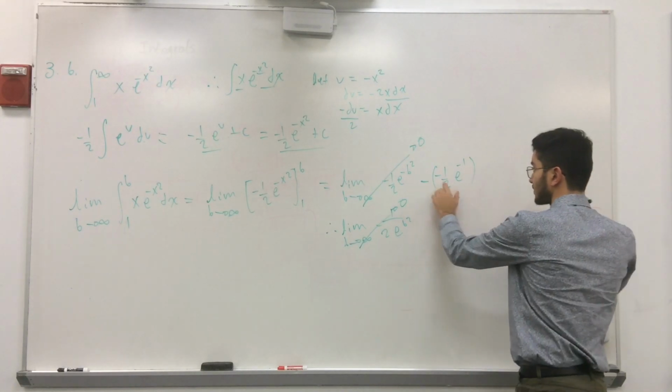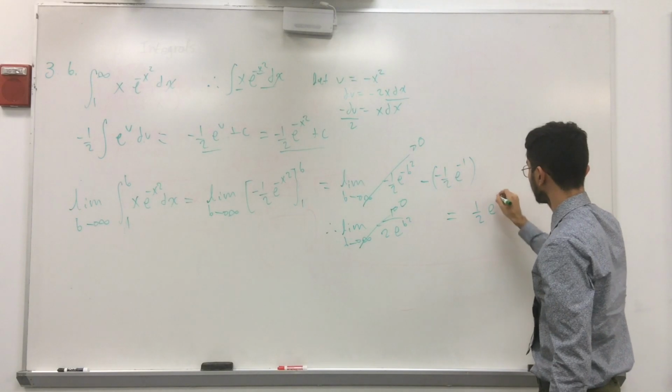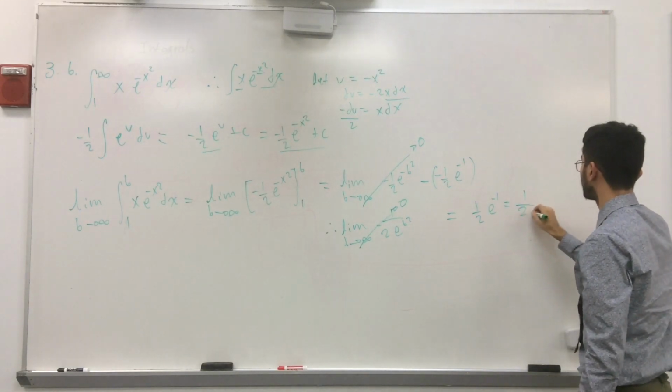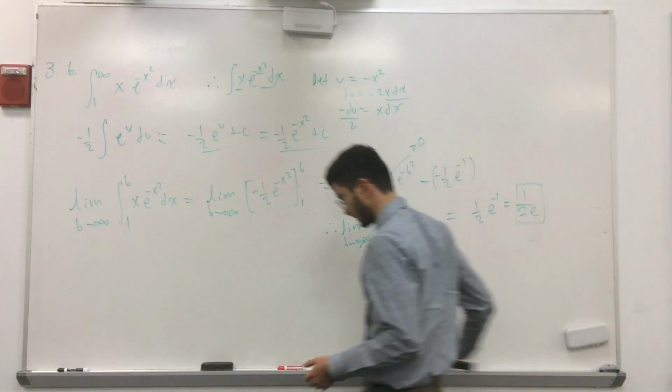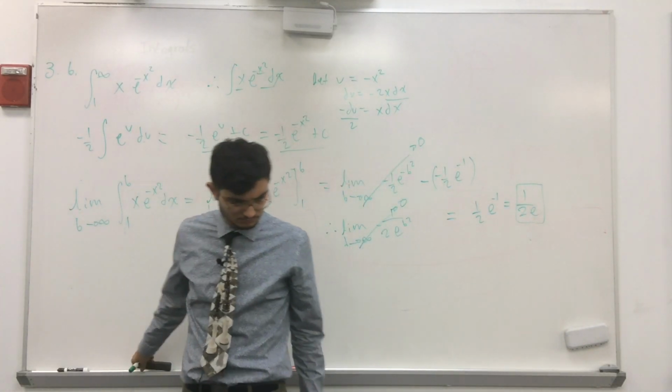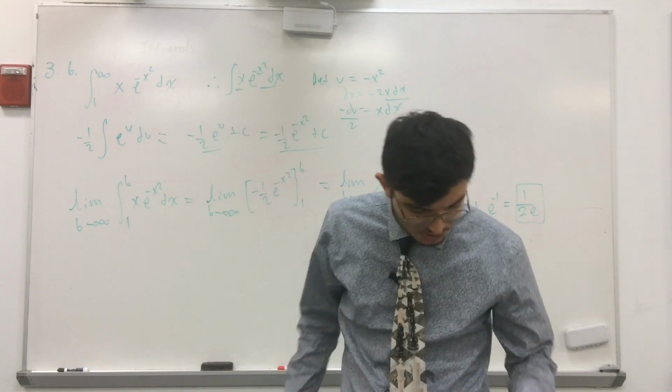And we're left with the positive of this. So this is going to be 1/2 e to the negative 1, or 1 over 2e. Very nice number. So that's this improper integral. Let's go to the next question.